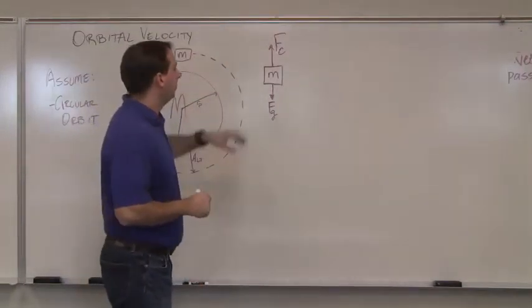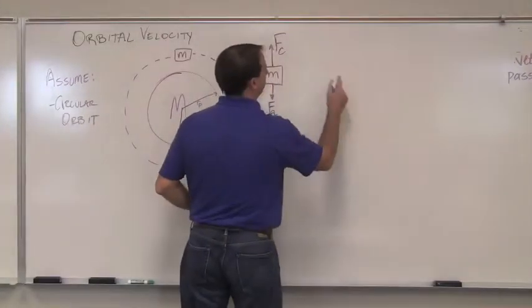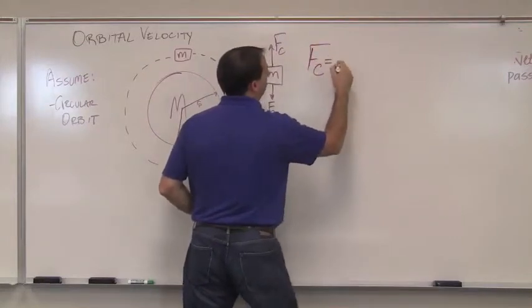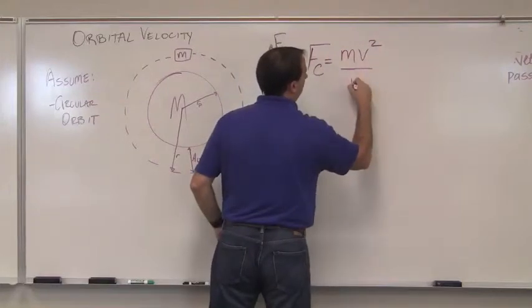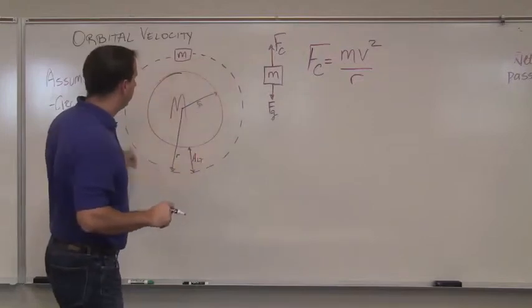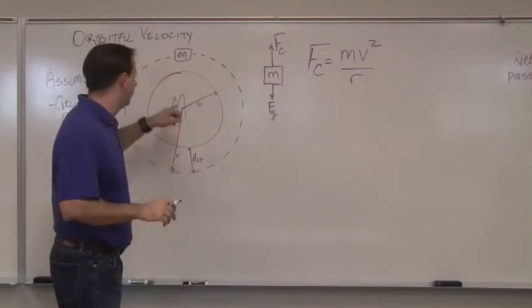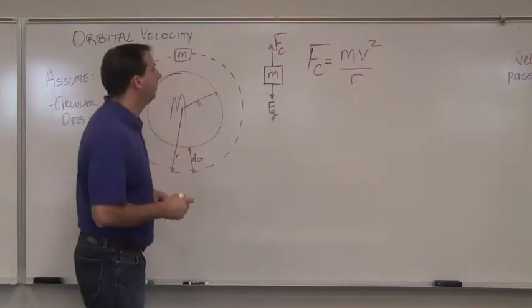So, equation-wise, circular motion force, what is it? F sub c equals little m v squared over r, where r is the radius of the circle that the little mass is making. It's not the radius of the planet, it's not the altitude. It's the radius of the circle that it's making. So it's the altitude plus the planet radius.